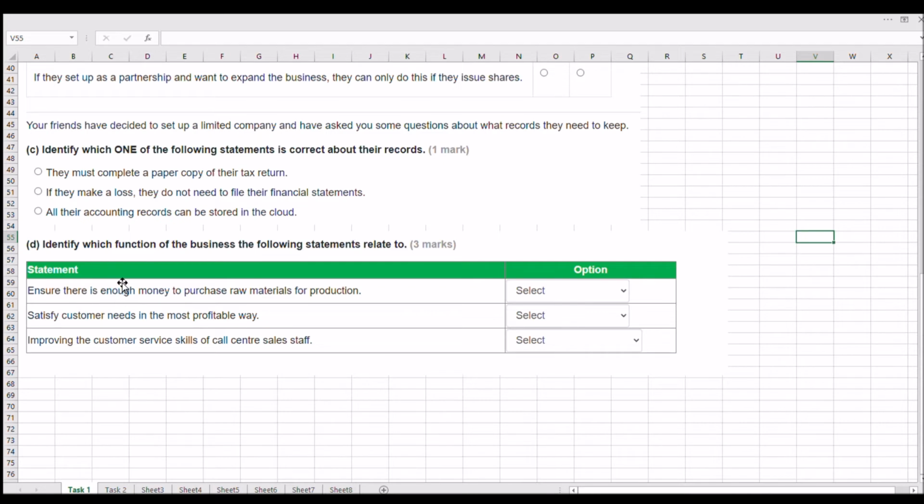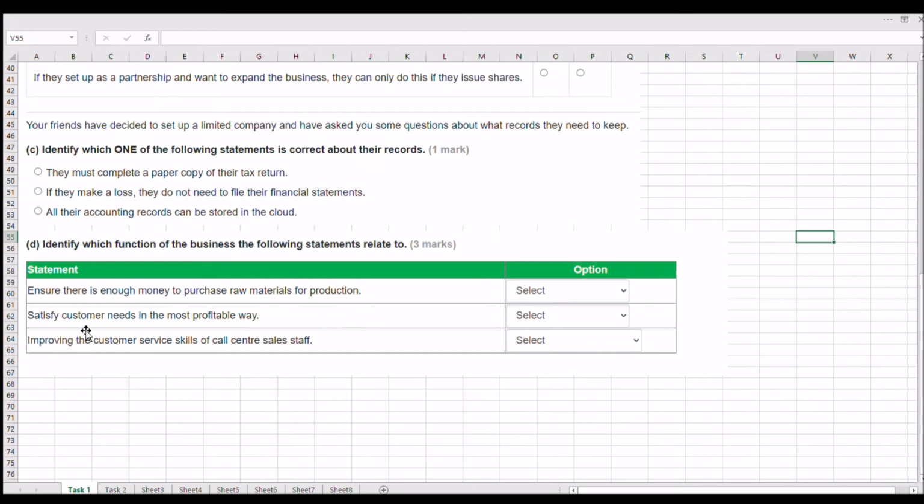Identify which function of the business the following statements relate to. Okay, all right. Which function is going to make sure, whether finance, HR, whatever, that we've got enough of whatever is required. So ensure that there's enough money. Finance is going to provide the money to purchase the raw materials. So that one will be finance.